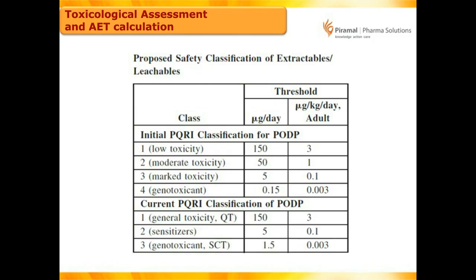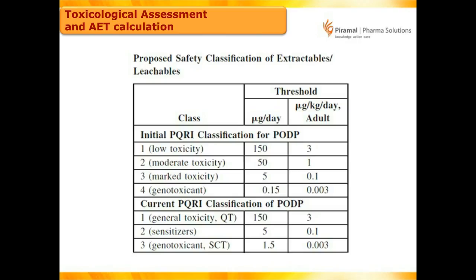Coming to slide 19, the toxicological assessment and the AET calculation. AET is the analytical evaluation threshold, the abbreviation we are using here. You can see this table is given in the PQRI guidelines. Anyone can open this and go back and see. These are the concentrations and thresholds given, categorized as low toxicity, moderate toxicity, marked toxicity, and genotoxicant. The low toxicity category has a threshold of 150 microgram per day. That is a very high limit.